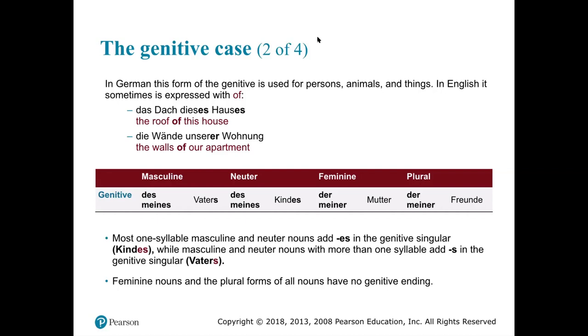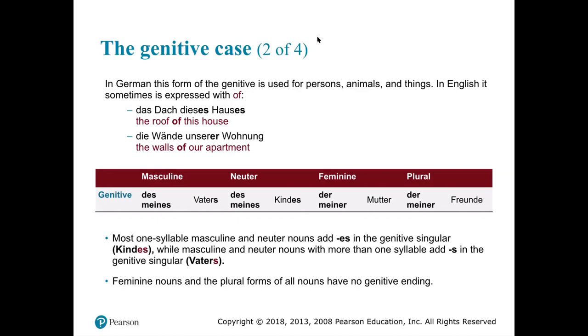Neuter, so das Kind in nominative becomes des Kindes. So again, just like in your dative, where masculine and neuter were identical, the same thing holds true in genitive. So des Kindes, meines Kindes. And feminine is going to stay the same as what it was in the dative. So der Mutter, meiner Mutter. Neuter and masculine, you add an S or ES to any noun. In the feminine, you do not have to add any additional letters to the noun itself. And the same thing holds true in the plural. So der Freunde, meiner Freunde.